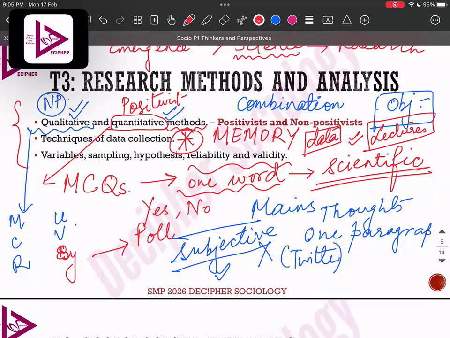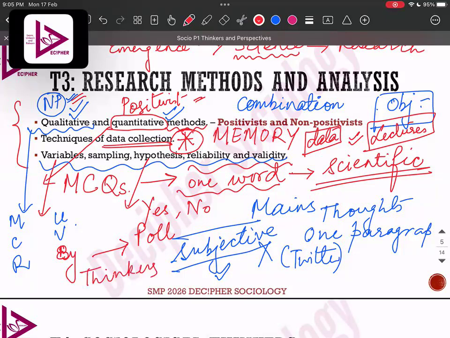Then there are a few concepts. So here mainly again those same thinkers will come, no new thinkers. Maybe in data collection few thinkers you will come across, and in these examples of the concepts you will come across few thinkers. Otherwise mainly here you have to remember the methods.